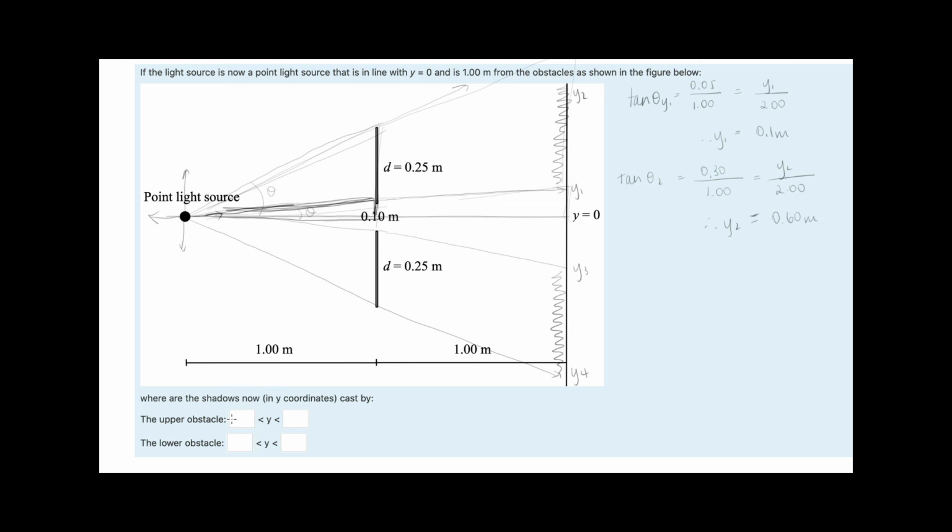Okay, so that's our first bit. We have this is 0.1 and our upper value is going to be 0.6. So let's do the same thing for y3 and y4. And I'm not going to do y4 because I think you can see the pattern here, right? They're exactly symmetrical. So if this is at negative 0.10, this is going to be negative 0.60. And that's how you do that question.